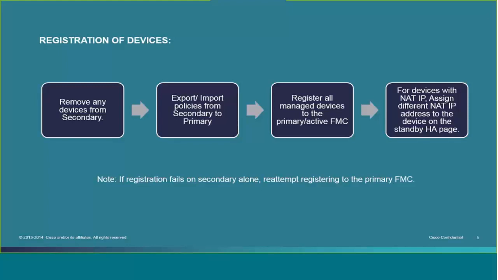And like I mentioned, if this is a new setup, register all the devices only to the primary or the active FMC. Then post the HA setup, if you're having issues with the NAT translation, or if you have NAT in between the devices and the FMCs and you're facing some issues due to this, there is an option to assign a different NAT IP address on the HA standby page. So in case of any issues with the registration failure, it is advisable to remove the device from the primary FMC, and try registration again to the primary FMC so that this process is initiated again.